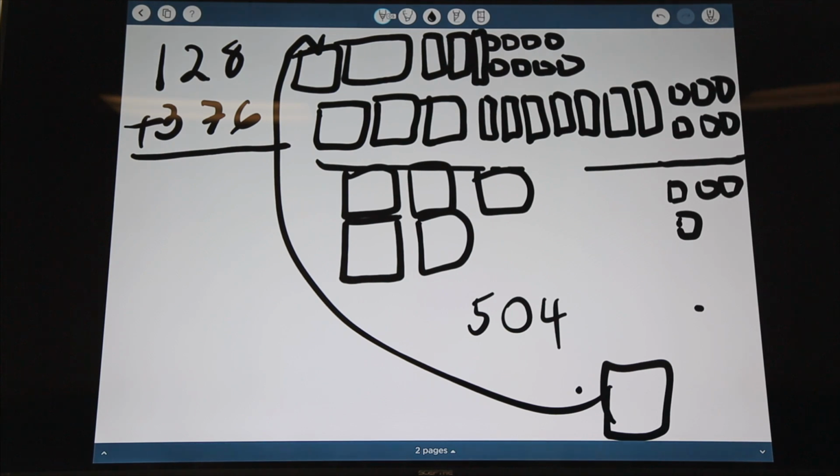6 plus 8? 14. Good job. What do I do with your 1? I put it on top. 7 plus 2? 9. Plus 1? 10. Put the 0, carry on top. 3 plus 1? 4. Plus 1? 5. So when we carry over and we regroup, this is really what's happening. We're trying to get all the squares and make it into tens and hundreds and ones, and we're trying to regroup into a new number.